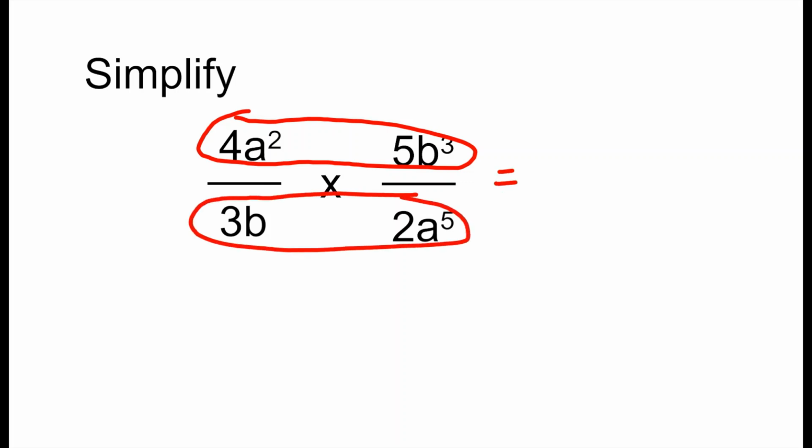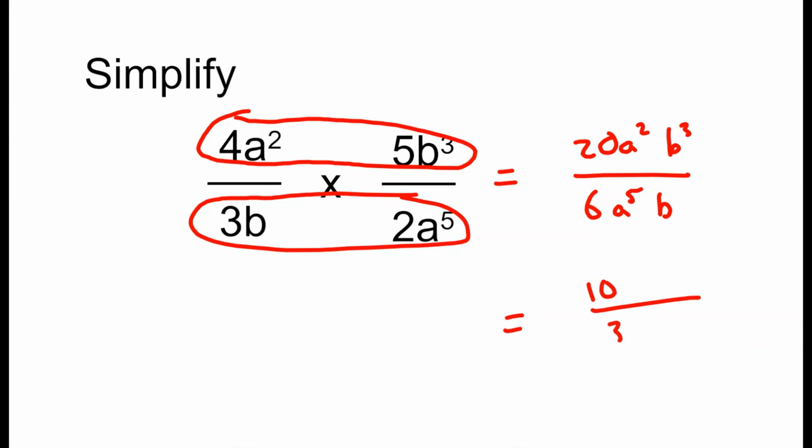So here we'll end up with 20a squared b to the 3, and on the bottom we'll end up with 6a to the 5 and b. What makes them different with these is when we need to simplify. So we'll simplify the numbers. So we've got 10 over 3.